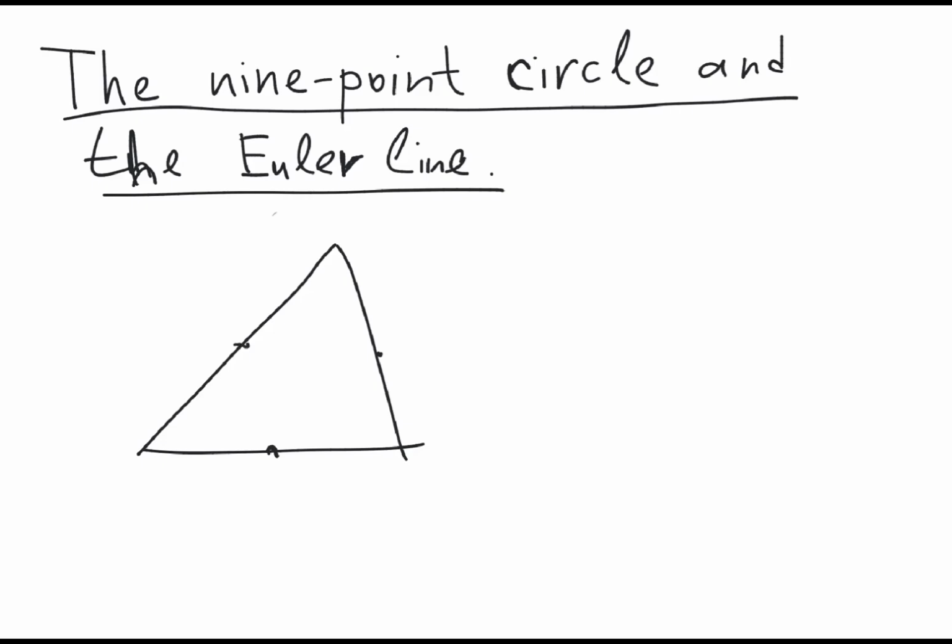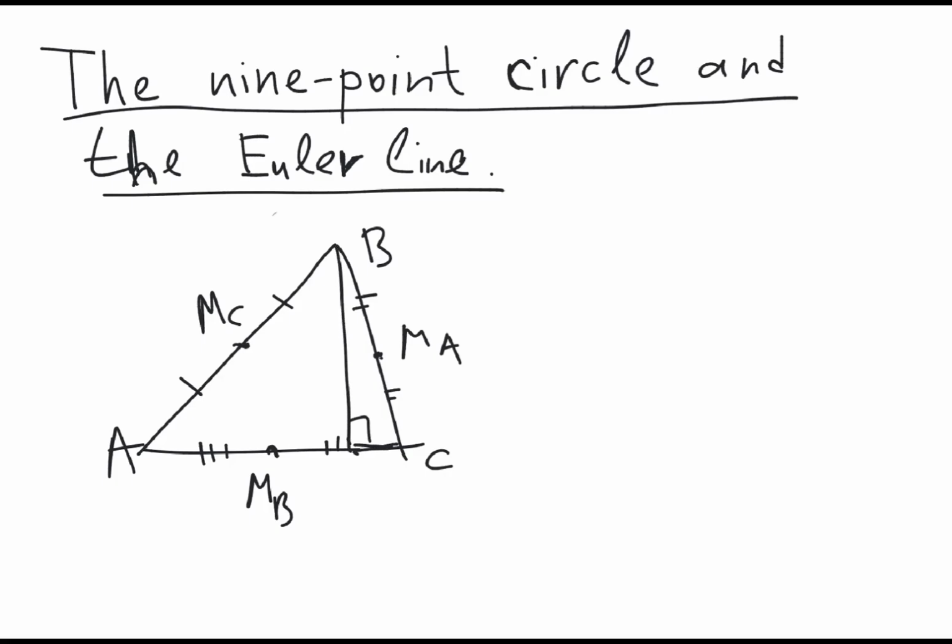So we have an arbitrary triangle, then we take the midpoints of the sides, MB, MA and MC, so the midpoints of the sides. Then we have the feet of the altitudes, so this point, this point, and this point.